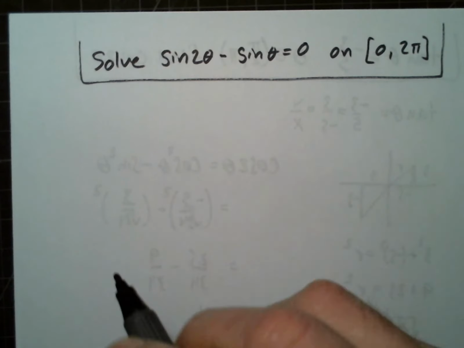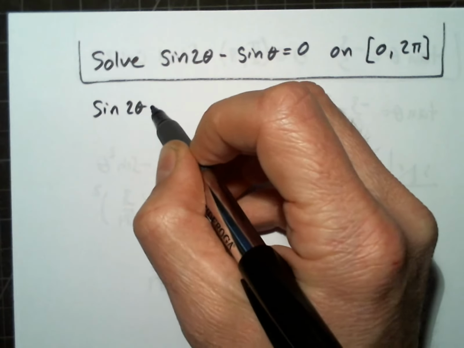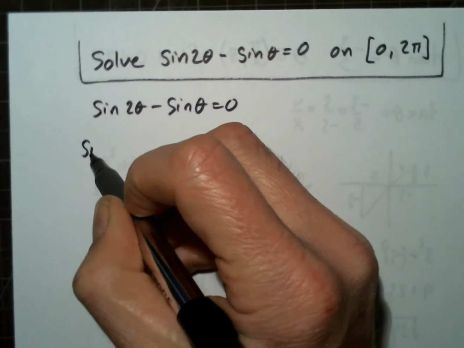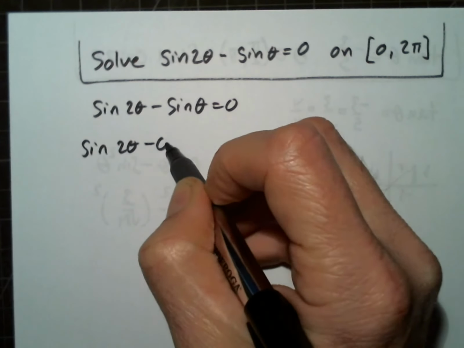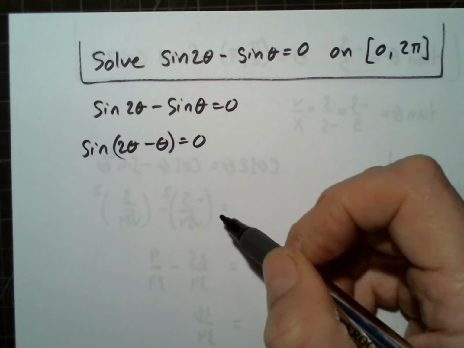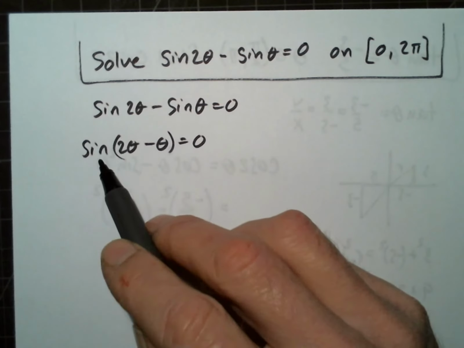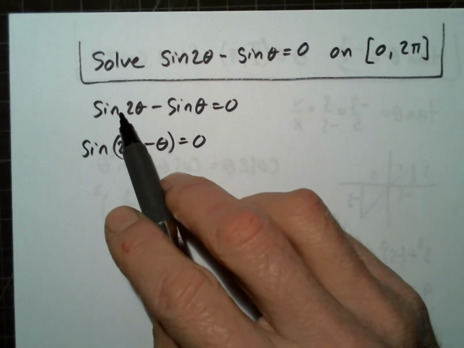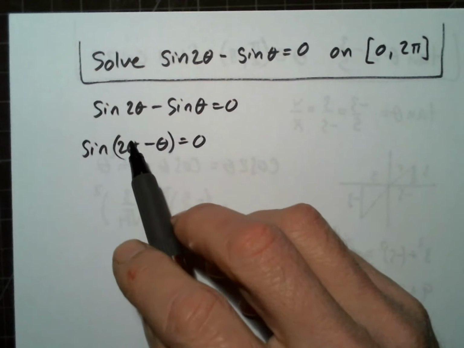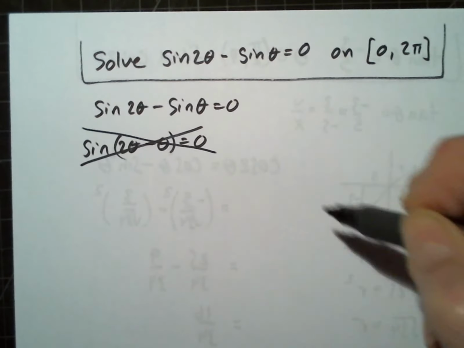Let's just address maybe a common error first. So maybe a creative student would do that because it looks like the distributive property, but it's not, because this doesn't say sine times something, it's sine of 2 theta. So we can't do that. Make sure you don't do that.